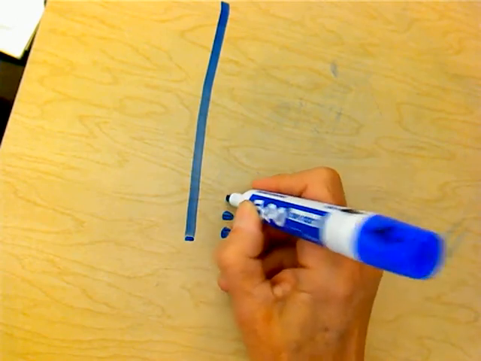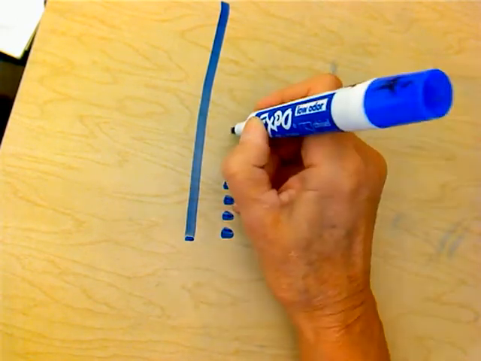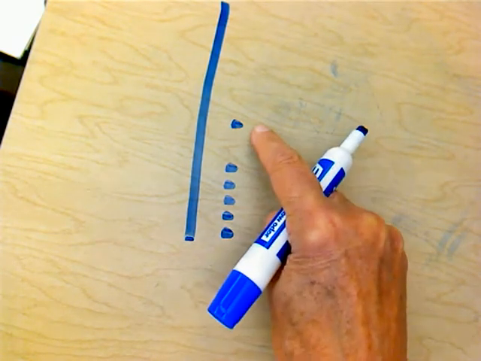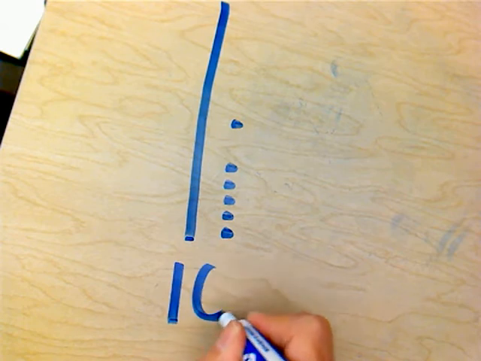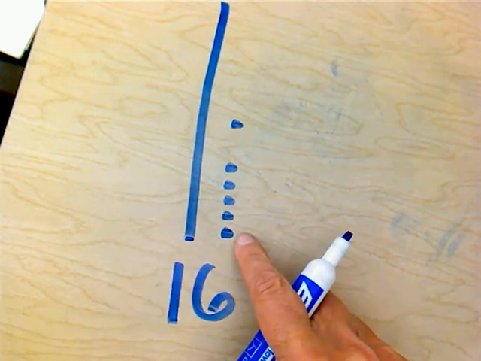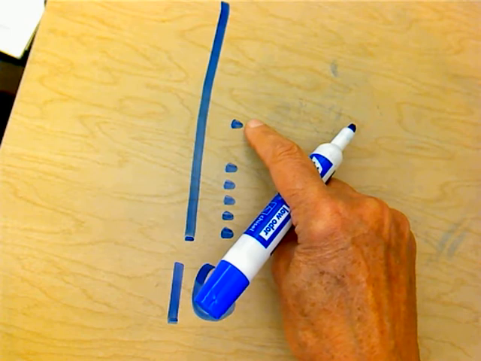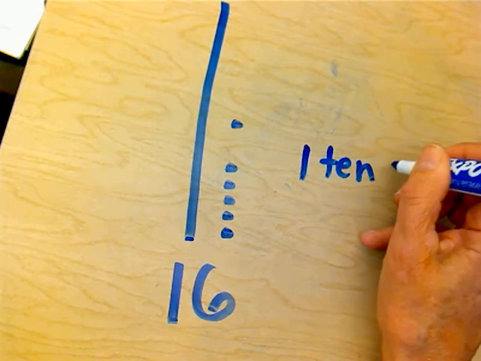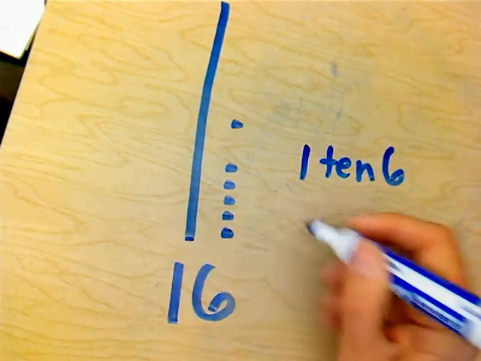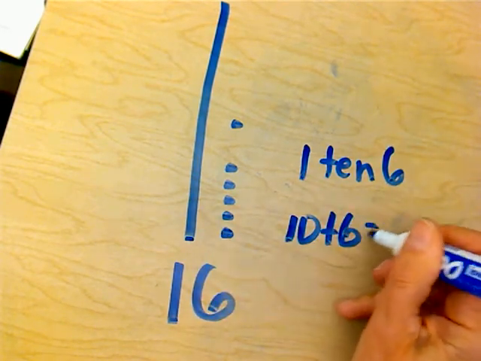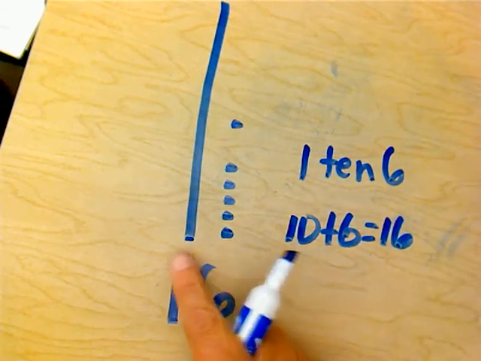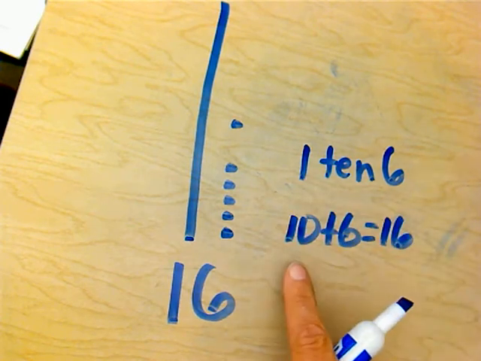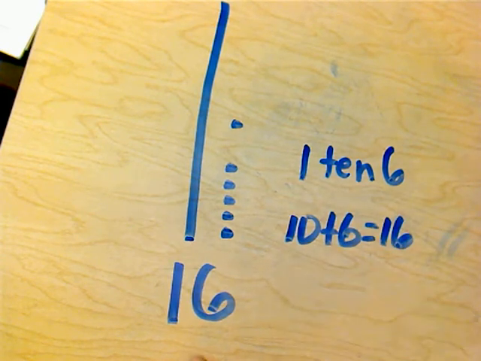And 1, 2, 3, 4, 5, plus one more gives us a group of 10, plus 5 and 1 gives me 16. So 10 plus 5 and 1 gives me 16, which would be 1 ten, 6 ones, or 10 plus 6 equals 16.